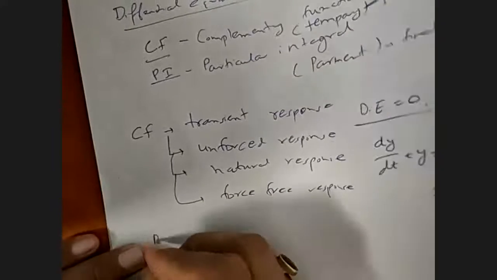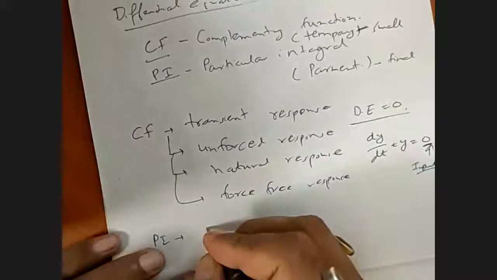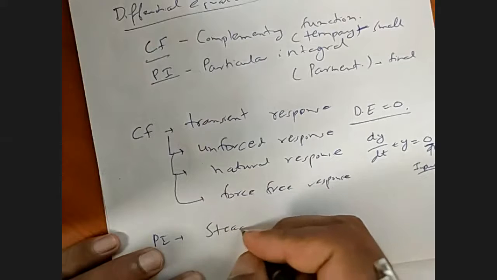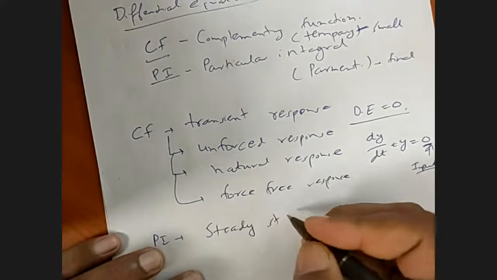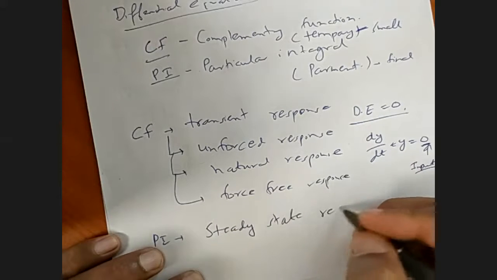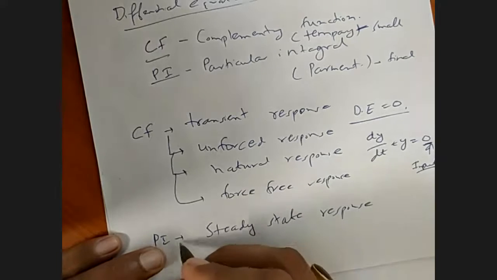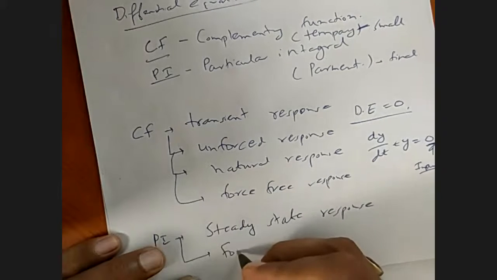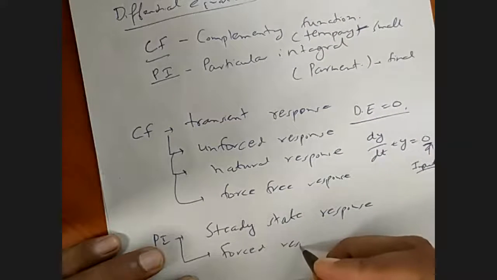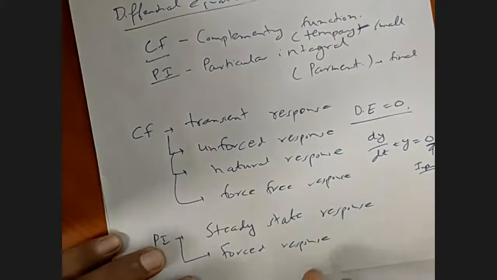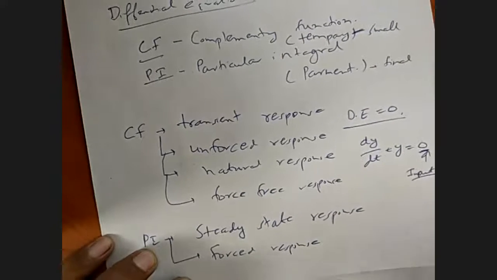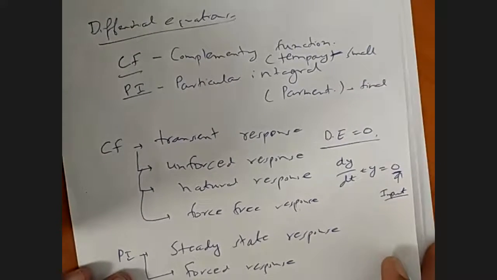And when we are talking about PI, it is known as steady state response, or also known as forced response. Because in this we will be applying the input and then finding what the solution is.